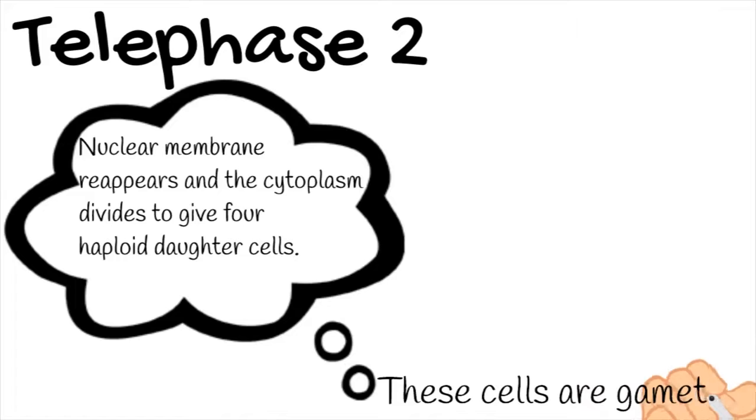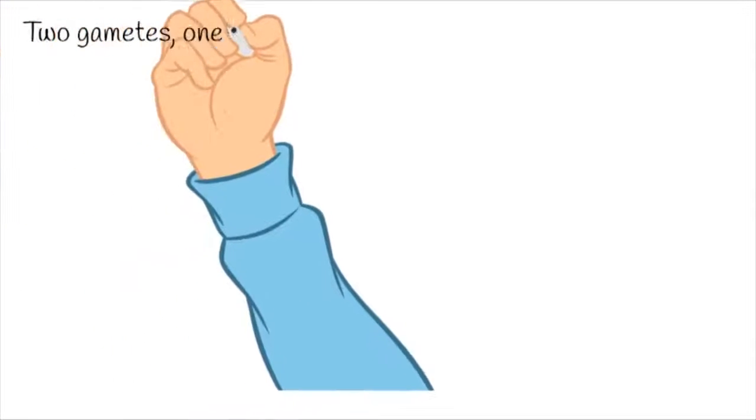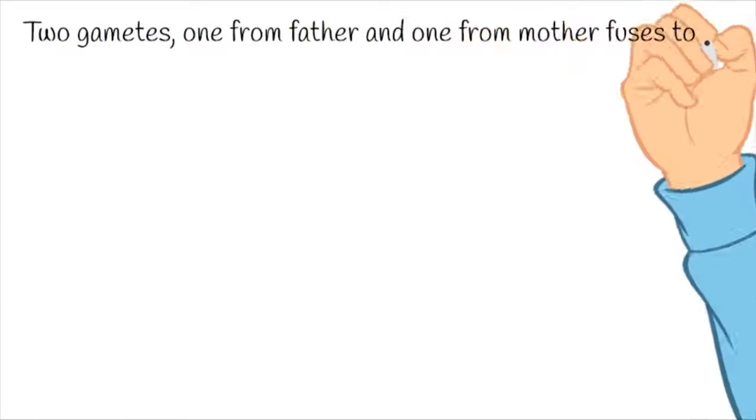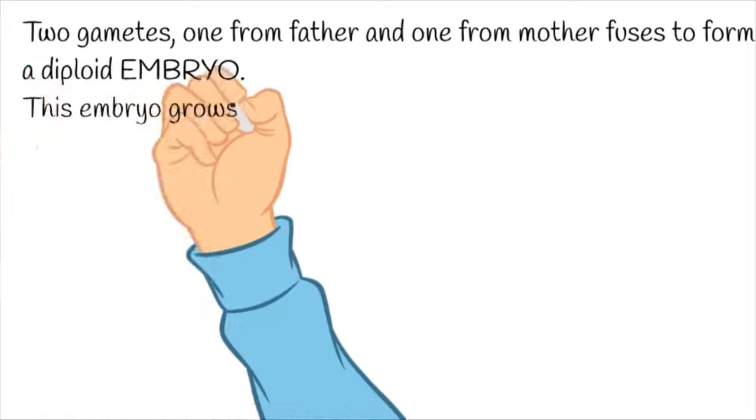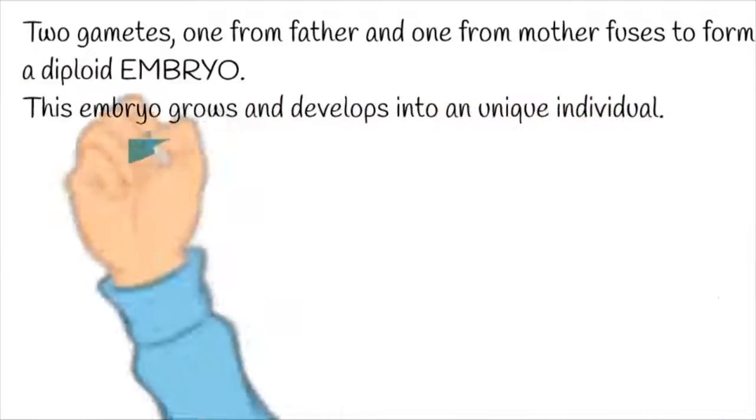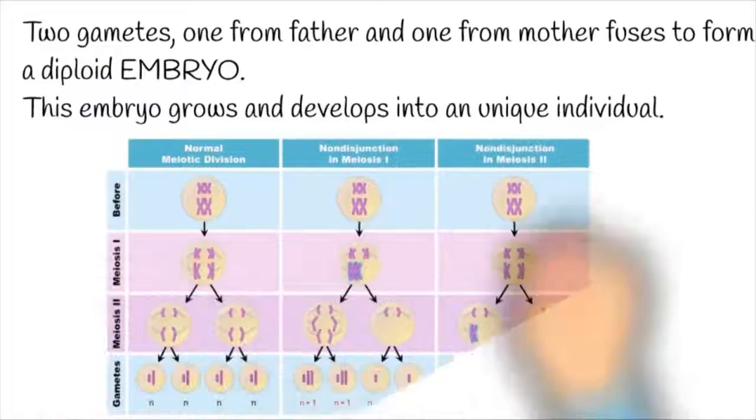2 gametes, one from the father and one from the mother, fuse to form a diploid embryo. This embryo grows and develops into a unique individual. So this is how the process of meiosis takes place.